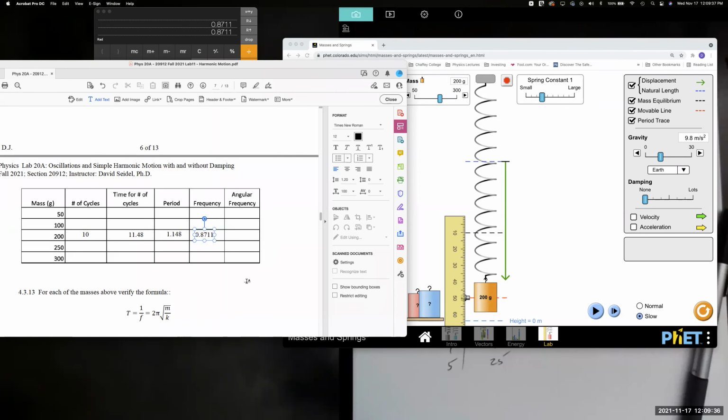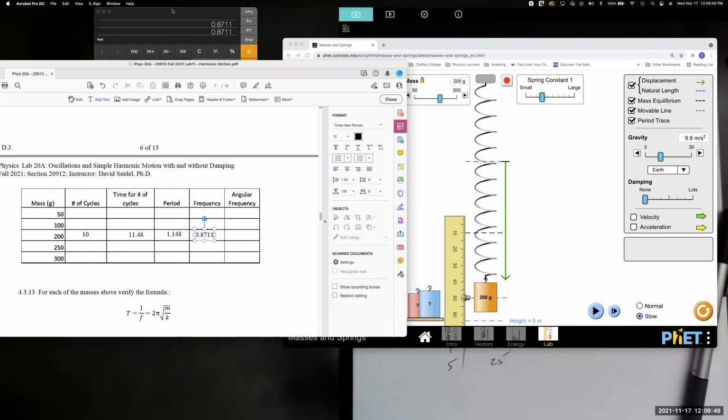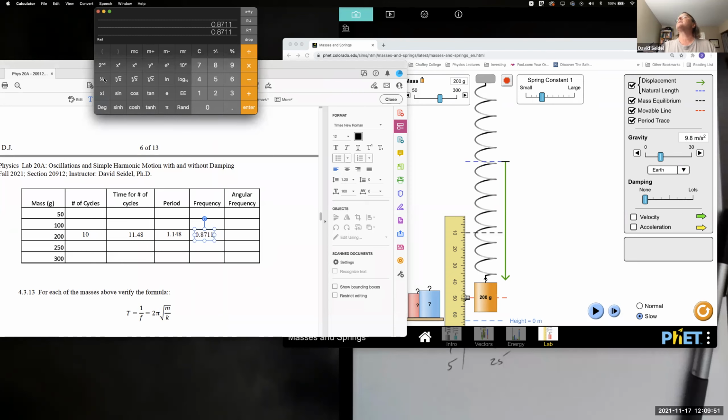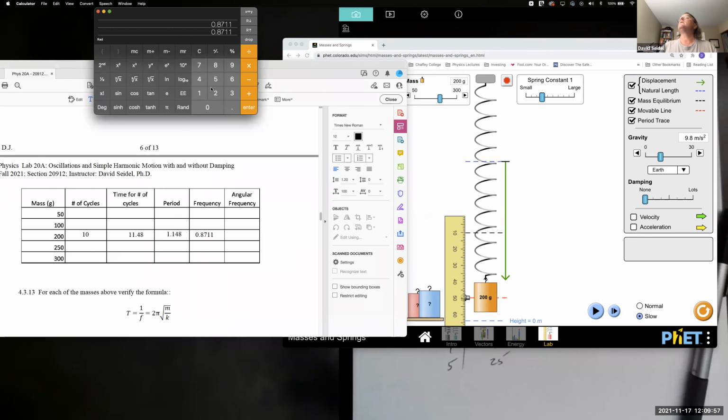Sorry, what do you mean by invert 1.148? Frequency is 1 over the period, so to invert it is 1 over. Oh, okay, thank you. So it's just 1 over X, and I have a 1 over X key here. And my angular frequency is 2 pi times my frequency.